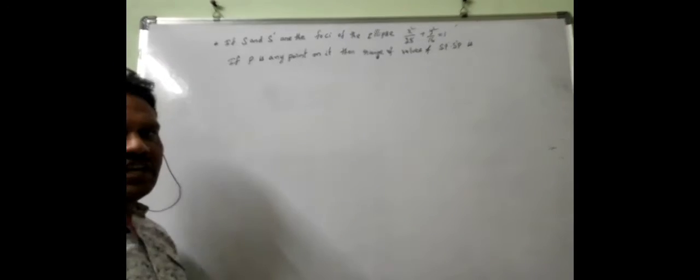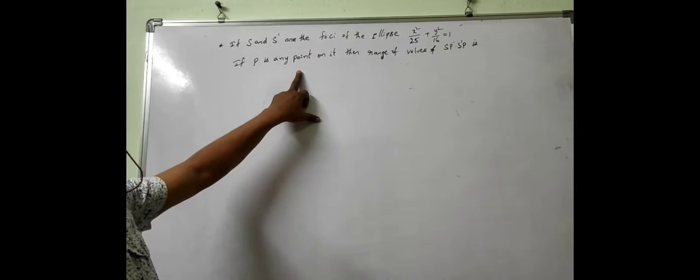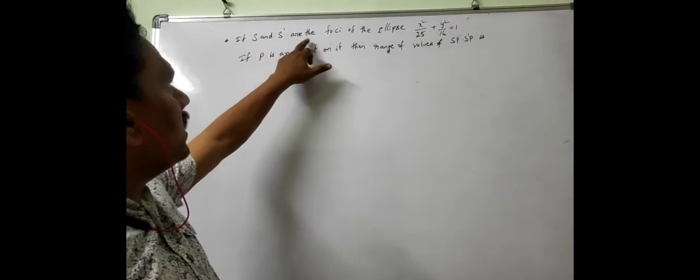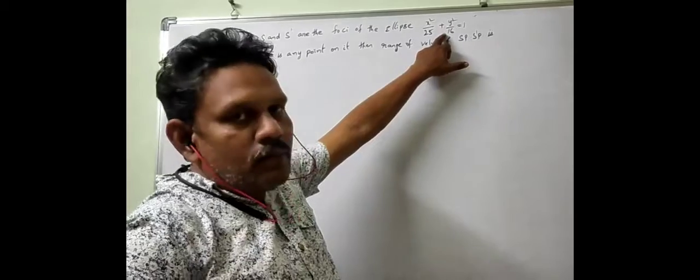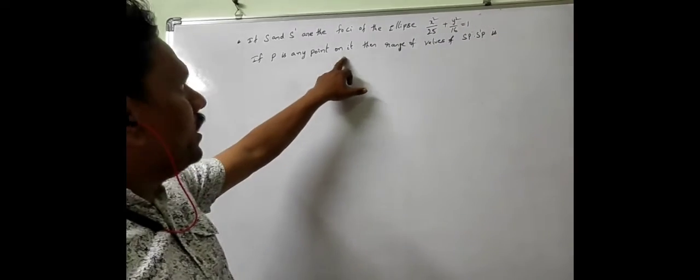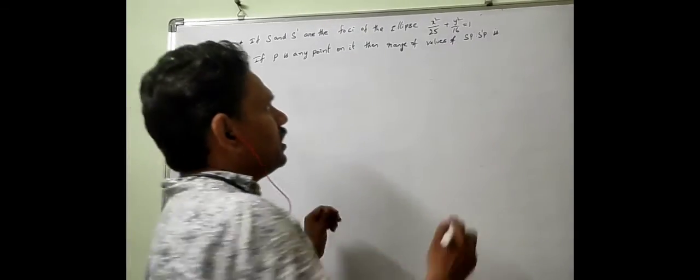This is a very easy question. We can do it in a fraction of a second. So what is the question given? If S and S dash are the foci of the ellipse x square by 25 plus y square by 16 is equal to 1, and if P is any point on it, then the range of values of SP into S dash P is being asked.